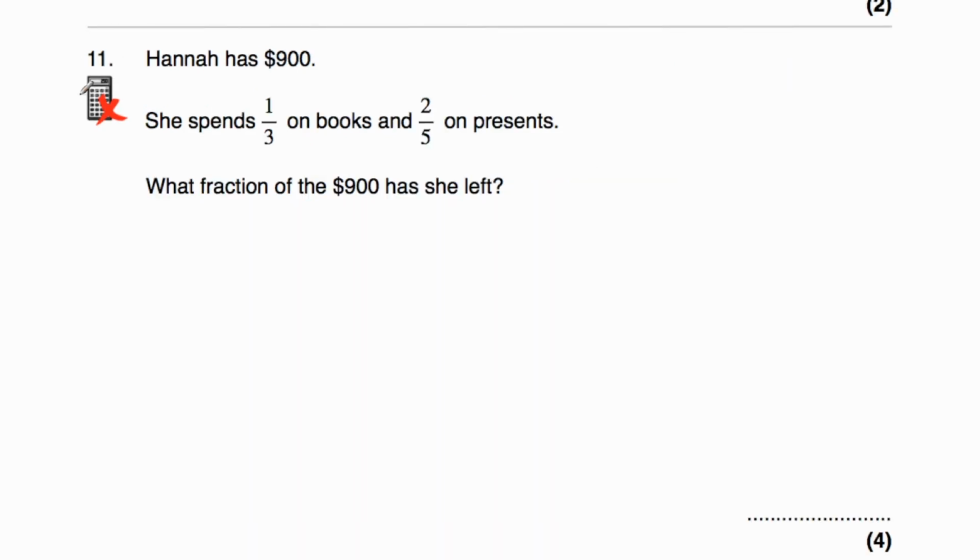Okay, let's have a look at our next question, question number 11. So question number 11 says, Hannah's got $900 and she spends a third of the money on books and 2/5 of the money on presents. What fraction of the $900 does she have left? So let's first of all find out how much money she has left.